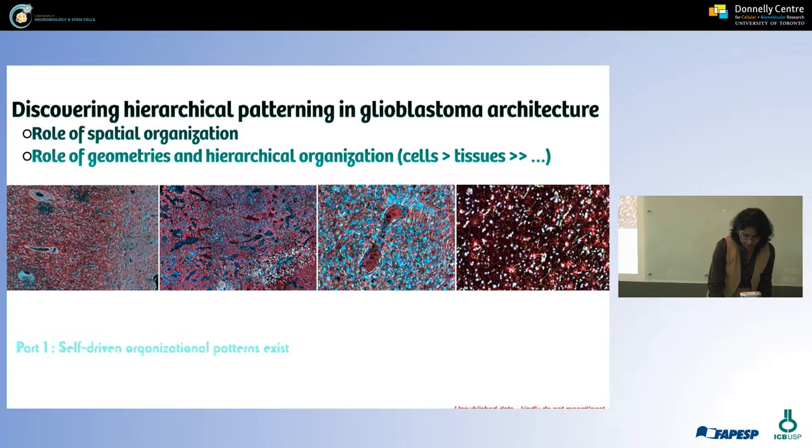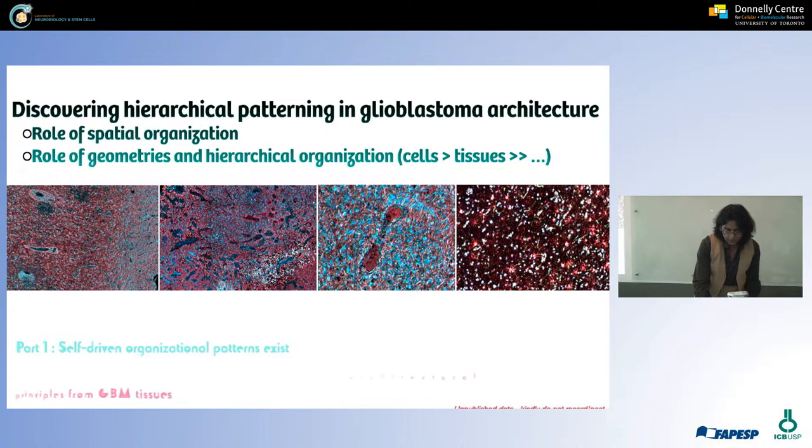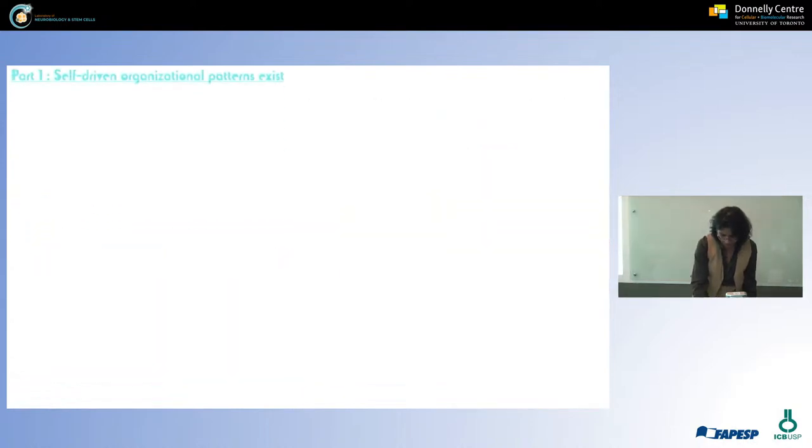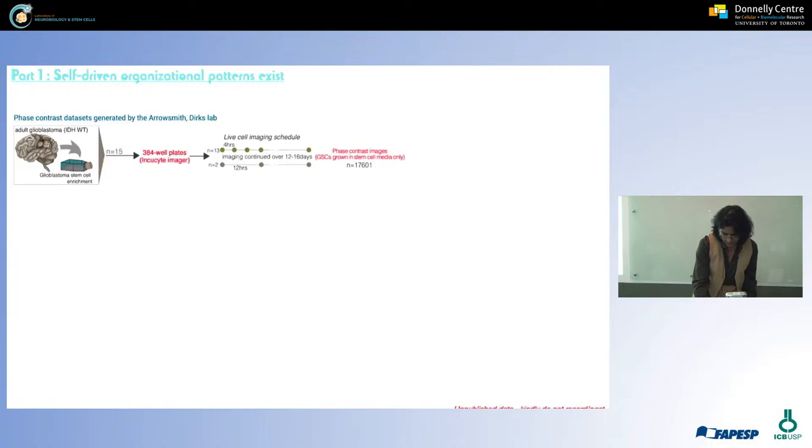So I've broken my talk into two parts. The first part is just to show that cell-driven organizational patterns exist, and I'm going to use a very simple model. And then part two is where I'm going to introduce new analysis that I've done using spatial transcriptomics on the Xenium. So, cell-driven organizational patterns exist.